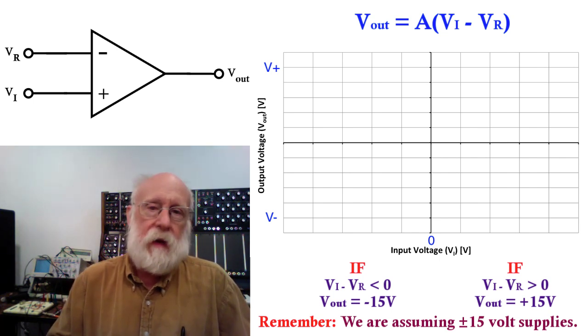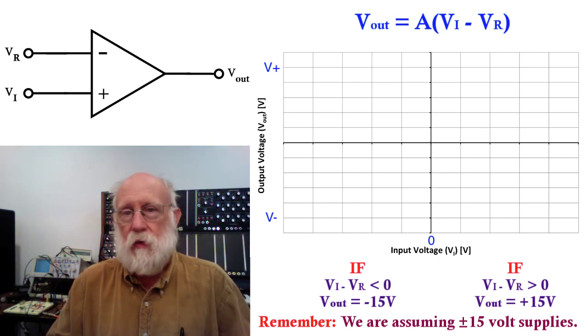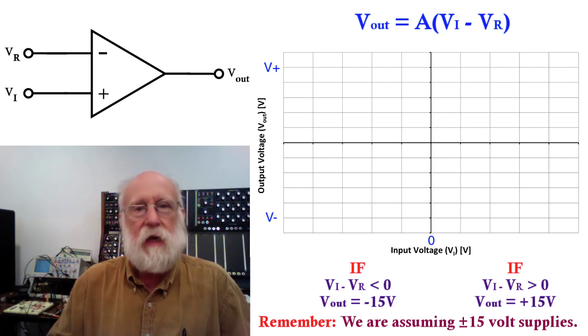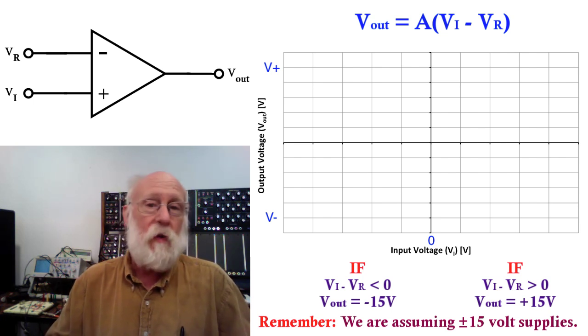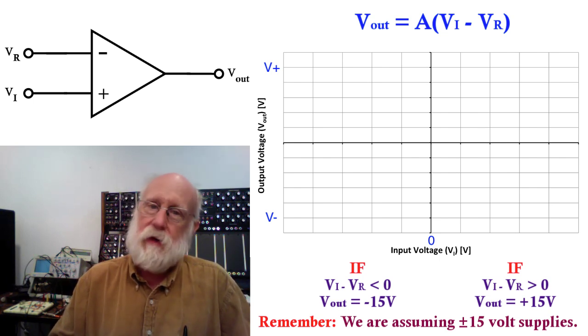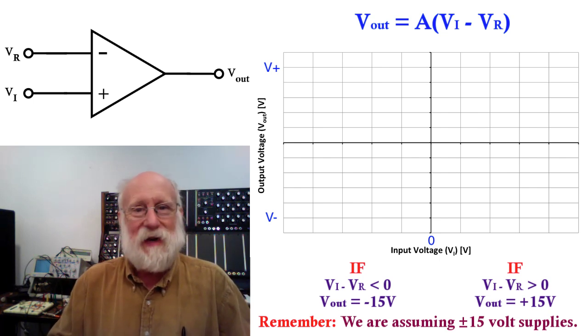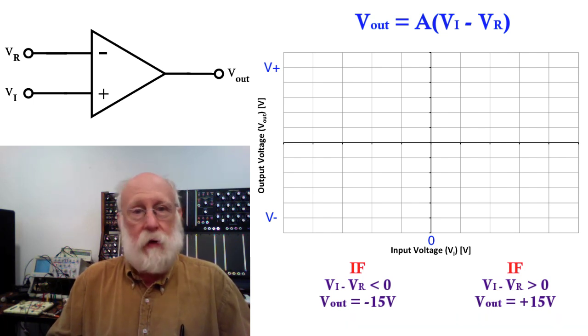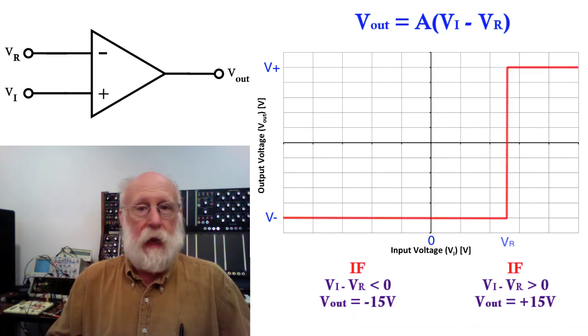With most op-amps, you generally don't want to exceed the power supply levels directly connected to the inputs, so typically you would not want to make V sub R or V sub I go beyond plus or minus 15 volts, but there are ways to deal with that if you really need to exceed those levels, but it's not a good idea to directly connect those to the input. So now your I/O characteristic curve looks like this.